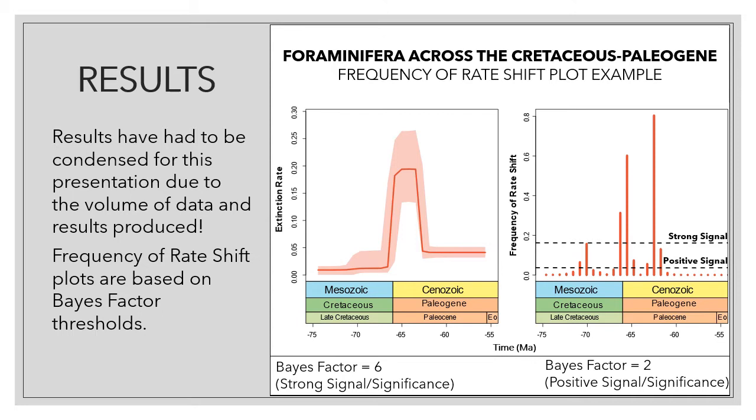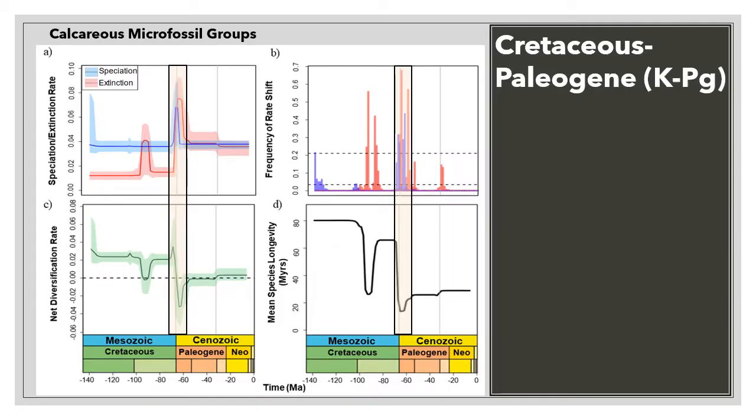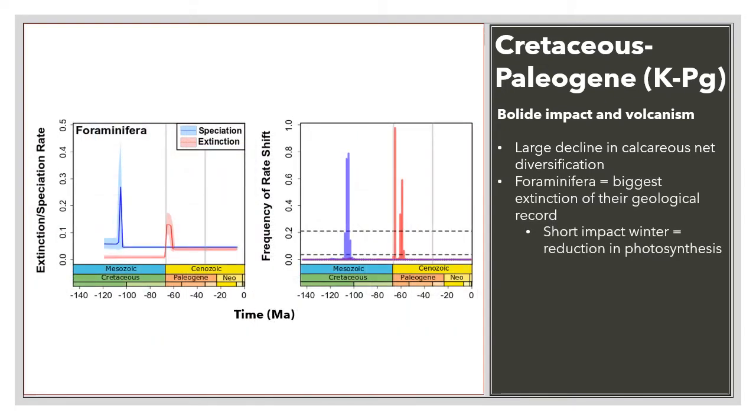I should also note that PyRate is designed to produce extinction and speciation plots like the ones shown here, with a frequency of rate shift graph associated with it. The dotted lines on the graph represent Bayes factor thresholds of positive and strong significance. So let's take a look at the Cretaceous-Paleogene extinction event. The KPG transition is characterised by an asteroid impact and Deccan Traps volcanism associated with extensive marine and terrestrial extinctions. Calcareous records demonstrate a large decline in diversification, with foraminifera experiencing the most significant extinction in their geological record, supporting my proposed hypothesis.